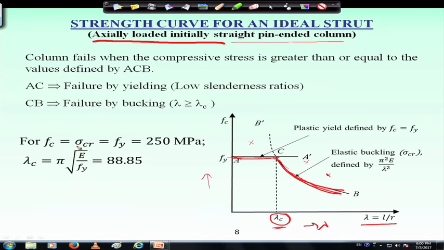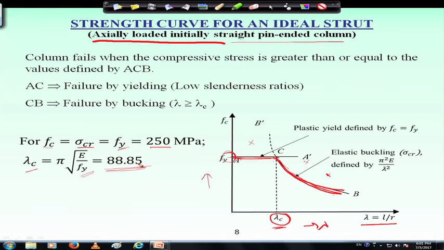And if we consider that Fc is equal to sigma CR is equal to Fy, the yield stress, if we consider yield stress as the critical stress sigma CR, then from that I can find lambda c as pi into root over E by Fy, which is equal to 88.85. This is a constant for a particular value of E and Fy, where E is equal to 2 into 10 to the 5 and Fy is equal to 250. For this value, the lambda c value could be found like this.